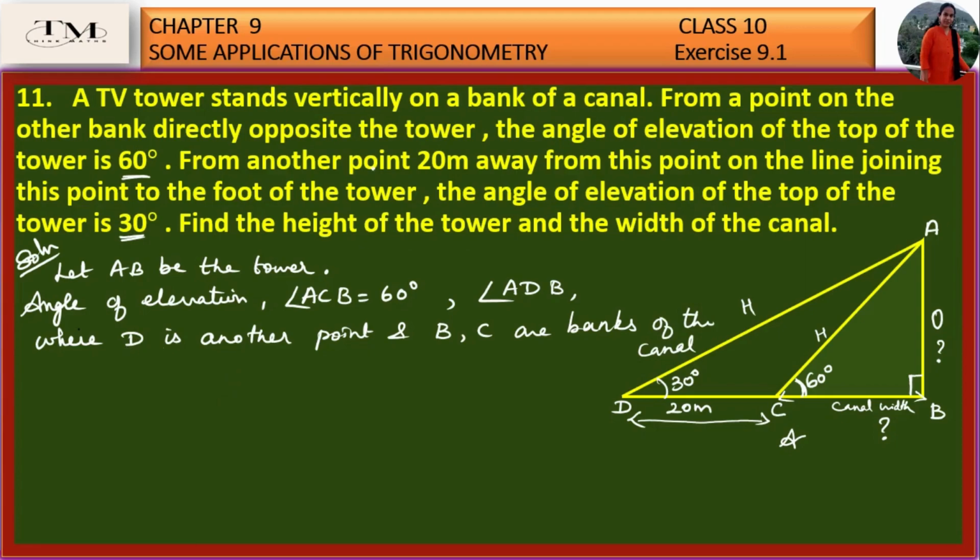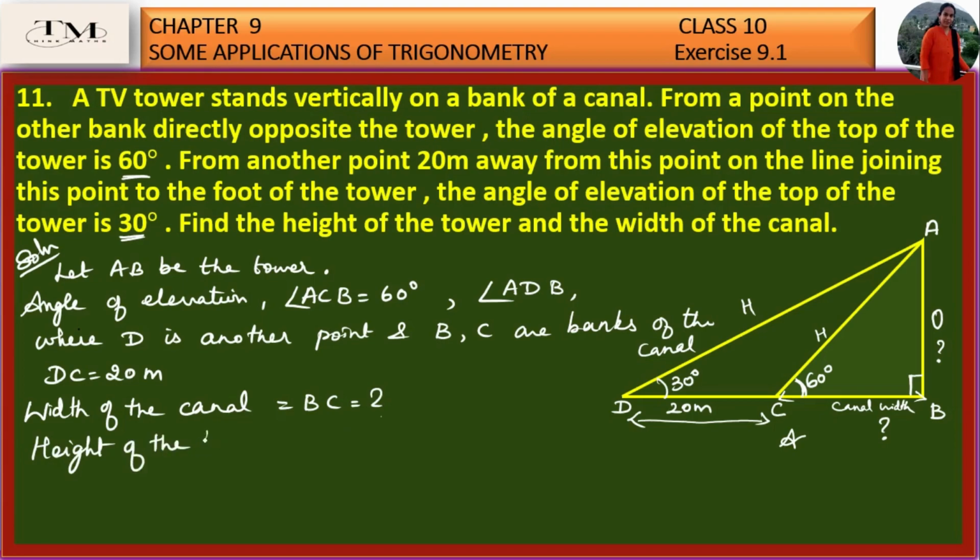So what is given now? This D is 20 meter away, so DC is equal to 20 meter. What will be the width of the canal? Width of the canal is BC, which we need to find, and also we have to find the height of the tower. Height of the tower is AB. We need to find BC and AB.